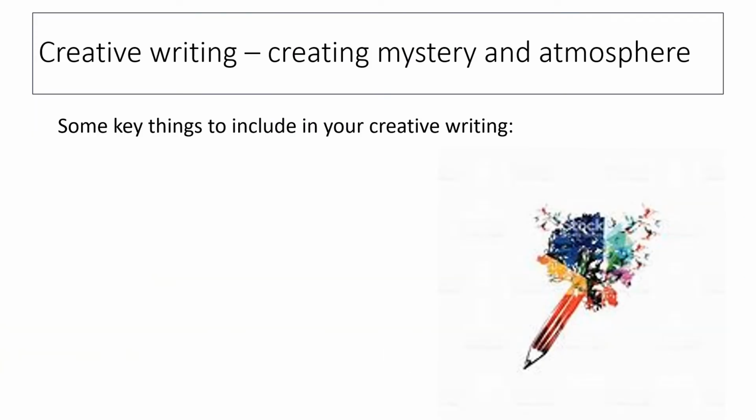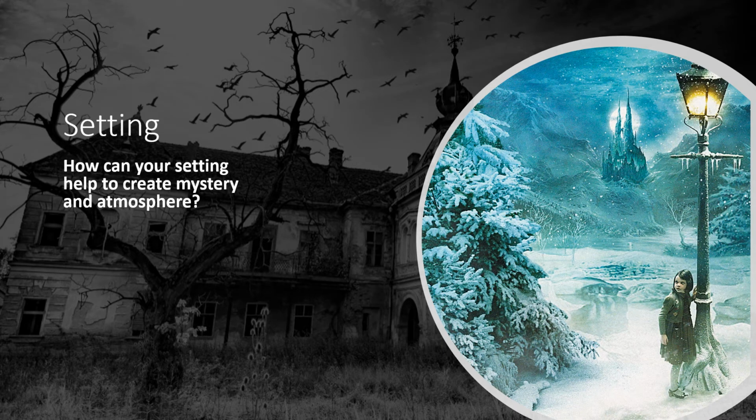This week's final activity is creative writing. Here are some things to consider. Setting. Think about the type of atmosphere you want to create and make sure your setting reflects this. For example, an abandoned house makes an effective scary setting. C.S. Lewis created Narnia as a cold, wintry place to build mystery and an atmosphere of fear and uncertainty.